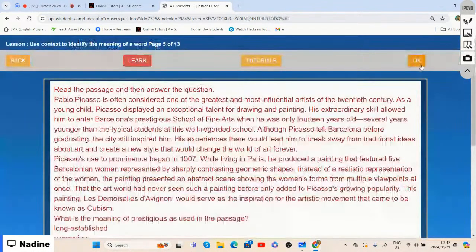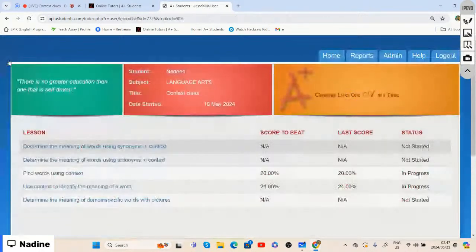And asked is correct. All right, so that is the end of our lesson on context clues.